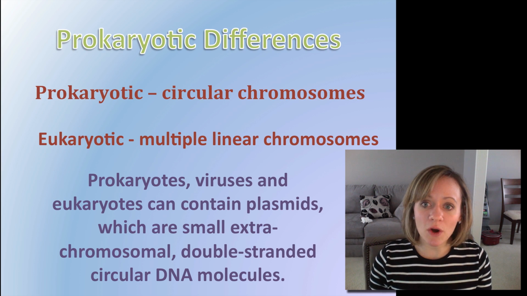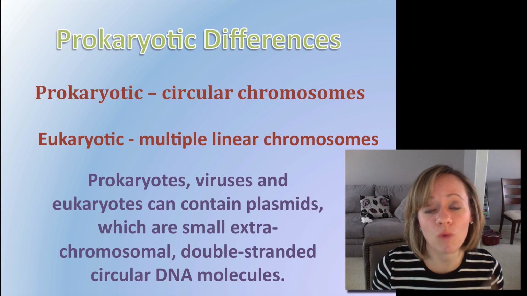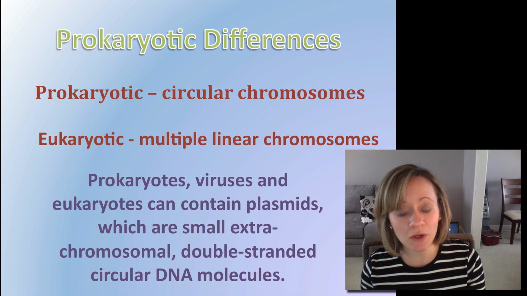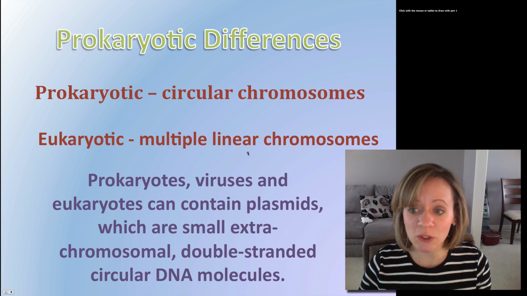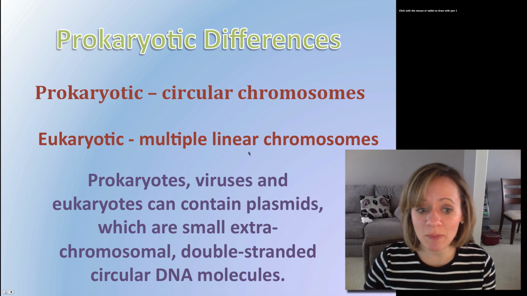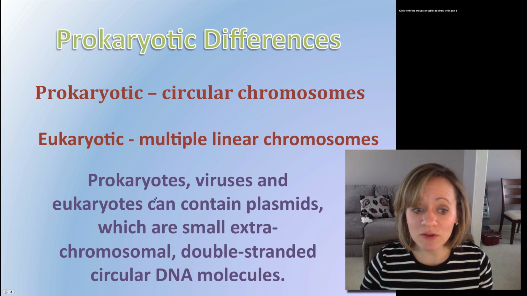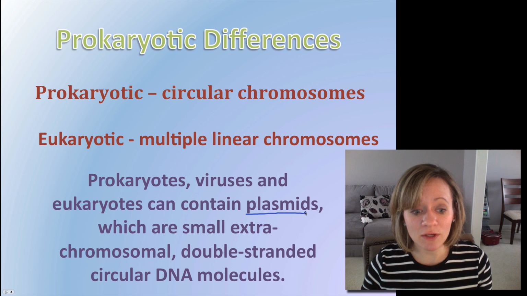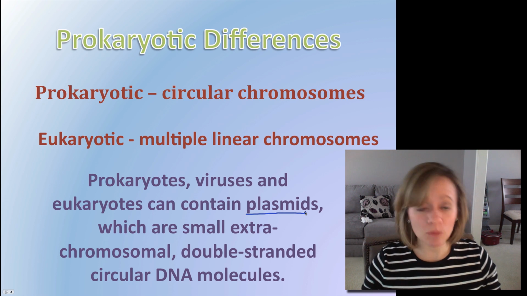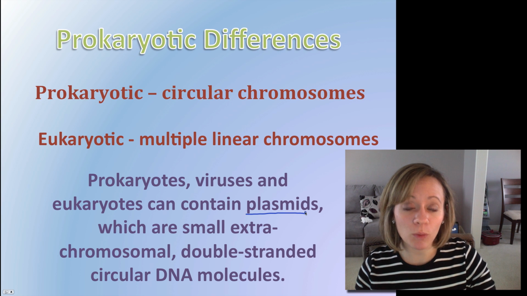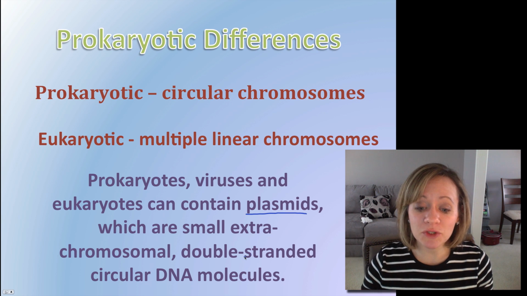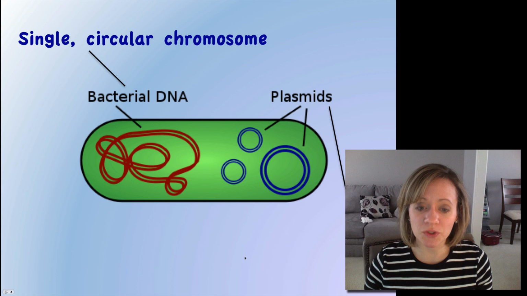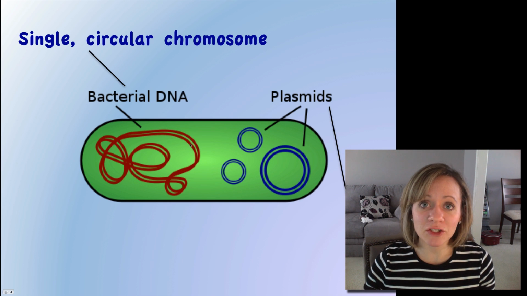So prokaryotes are different because their chromosomes are different. They have one circular chromosome as opposed to eukaryotes, which have multiple linear chromosomes. Remember, humans have 23 pairs. Prokaryotes, viruses, and some eukaryotes can also contain plasmids. Plasmids are very small and extrachromosomal, so they reside outside of the normal circular chromosome. They're double-stranded DNA molecules.